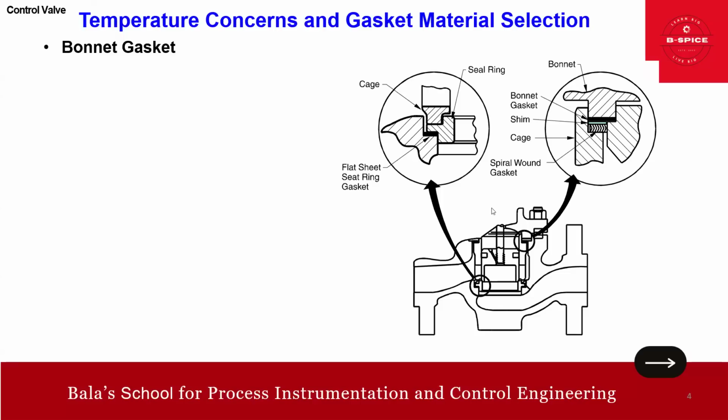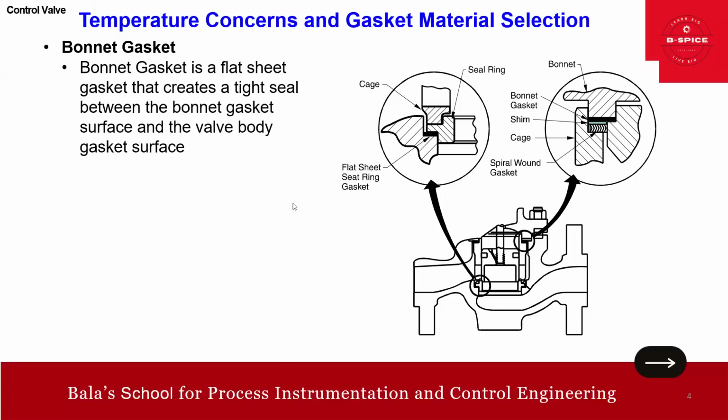Then we have a few more. The bonnet gasket, as you can see here. The bonnet gasket is a flat sheet gasket that creates a tight seal between the bonnet gasket surface and the valve body gasket surface. So that is the flat sheet actually.